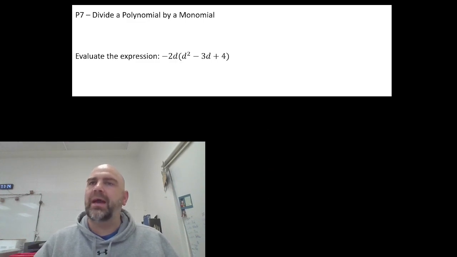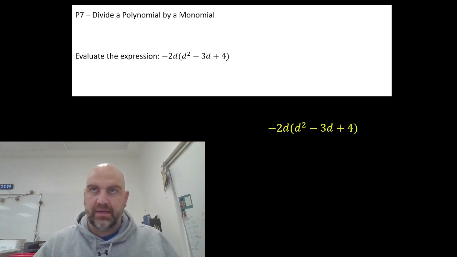Let's try this one. We have a polynomial. You need to multiply the term negative 2d to the entire polynomial. Pause the video, come back when you have your answer. All right, let's take a look and see how we did. So here is our expression that we want to try to simplify. We need to multiply the negative 2d to every single term inside the brackets.